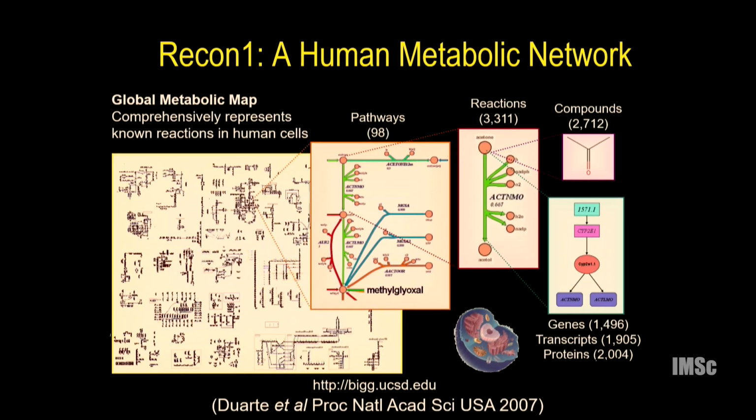physiology, that is with 98 pathways that coded for 3,311 reactions, each using approximately 2,700 metabolites, and these were coded by 1,496 genes, which resulted in 1,905 transcripts. So what I'm trying to show here is the extent, the complexity of these networks, the complexity of the matrix, and the fact that when you have such a large matrix, you as computational biologists can explore them further.